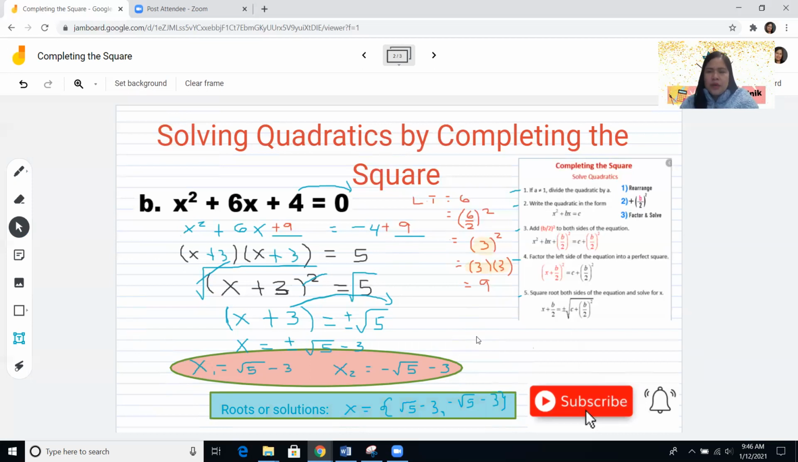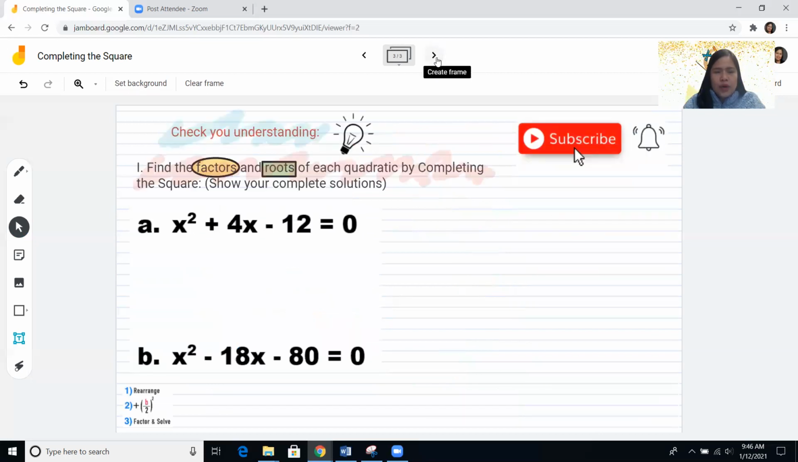Okay, just let me know any concept that you still want to learn. But before that, I believe there is no learning in math without application of what you have learned. So please try, check your understanding about completing the square. In here it says find the factors and roots. So you have two answers, the factors and roots. Those are different ones. Of each quadratic by completing the square. Take note. Show your complete solutions.